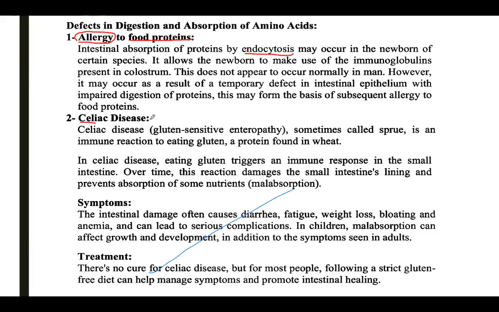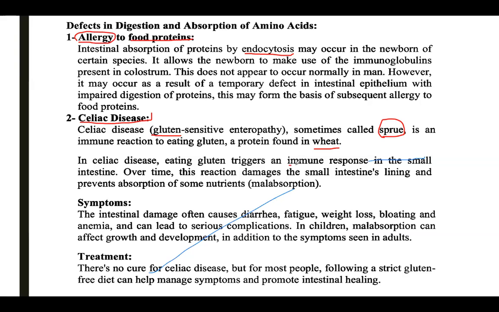Celiac disease has another name, sprue. You will find the name sprue, sometimes called sprue, celiac disease. You are going to study celiac disease in internal medicine. Gluten is a protein which is found in wheat, okay? Wheat is one type of cereals. Gluten is a protein which is found in wheat. When gluten enters the wall of the intestine, it creates an allergic reaction.